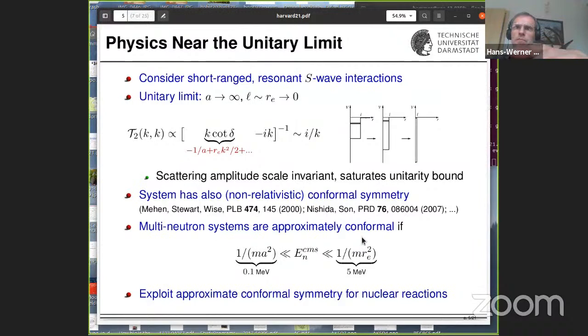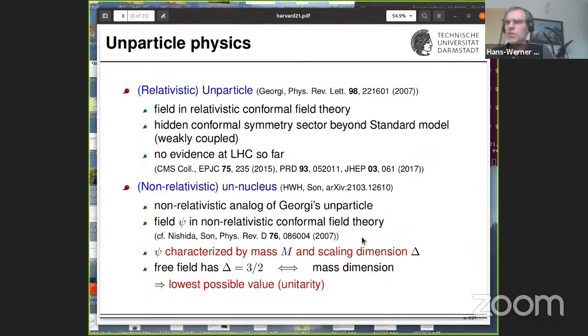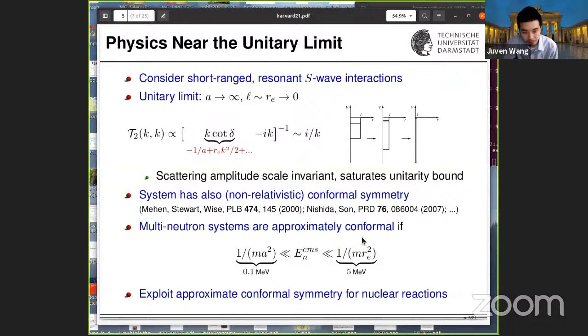Excuse me. Can I ask a question on the previous slide? So just to make sure, is the dimensionality of the system relevant for the discussion about this unitarity limit you mentioned here? For example, non-three-dimensional space? Yes, we are in three-dimensional space here. So everything I'll be discussing here will be in three dimensions.